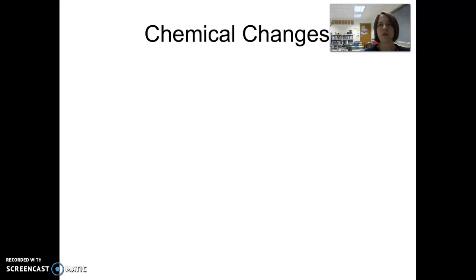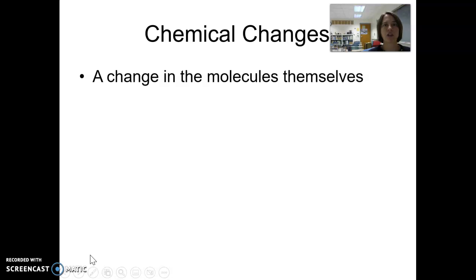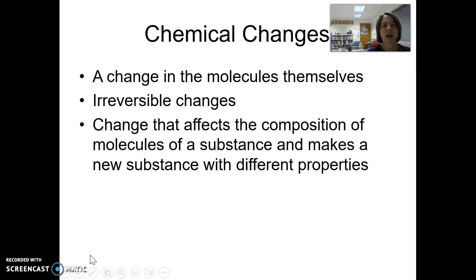So please write that down, chemical changes. So chemical changes are a change in the molecules themselves, and it is irreversible. Unlike a physical change where you could just put it back, you could just refreeze the water. And this change affects the composition of the molecule of a substance and makes a new substance with different properties. So in our wax example, when we burn the wax, the water vapor and the carbon dioxide do not have the same properties as wax or oxygen.